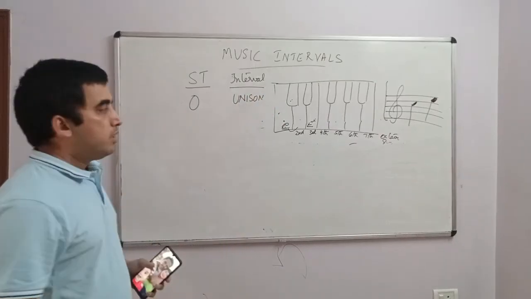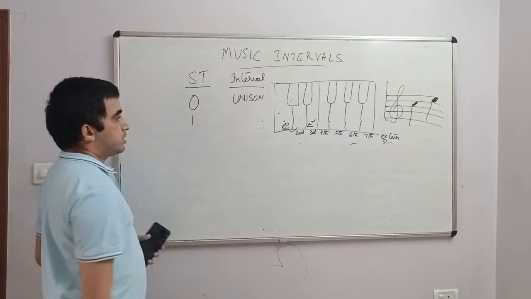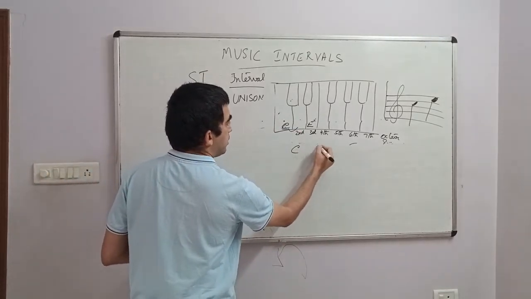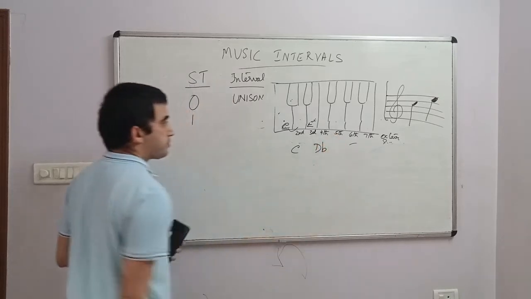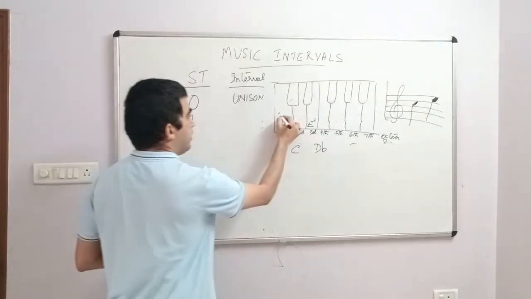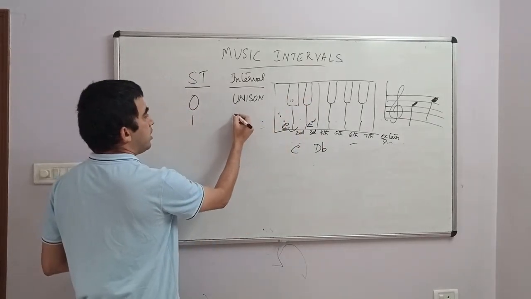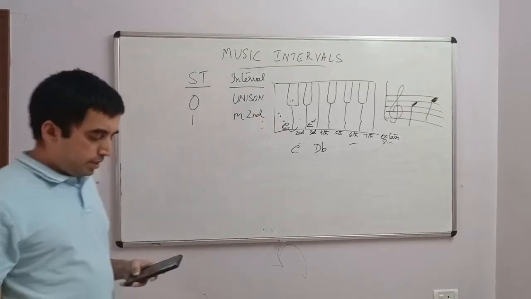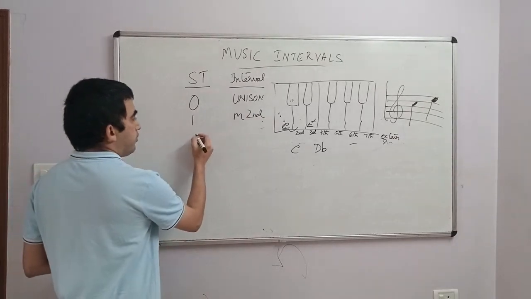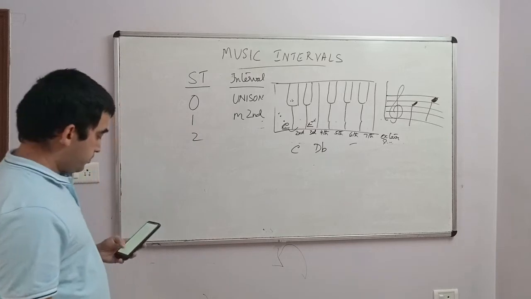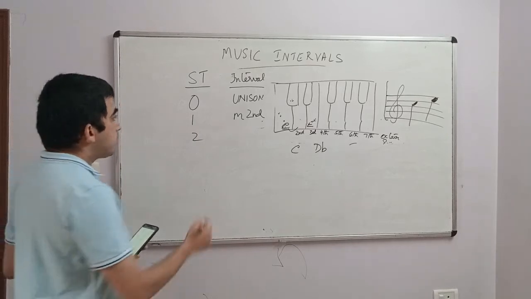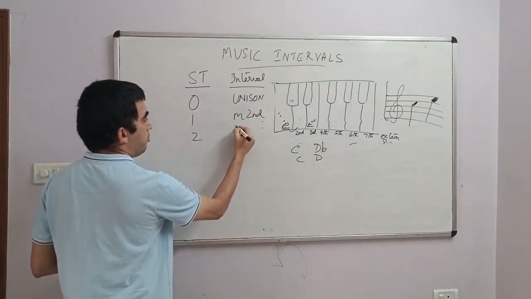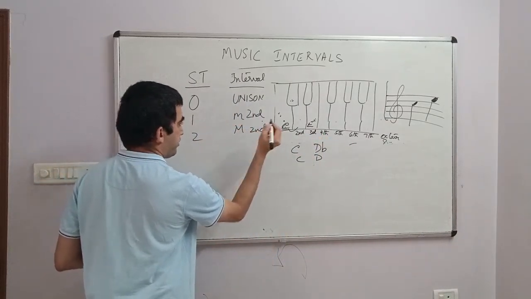If there is one semitone distance, that means the distance between C and D flat, this is called the minor second. If there are two semitones distance, that is C to D, that is called a major second.